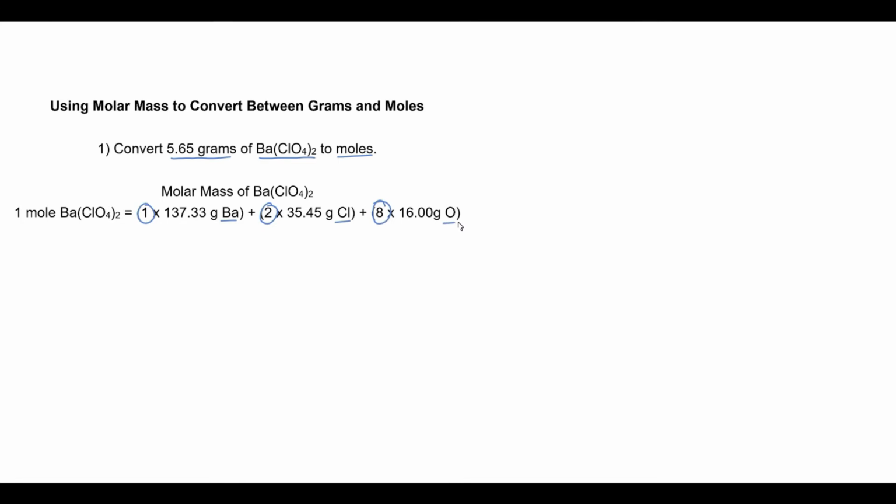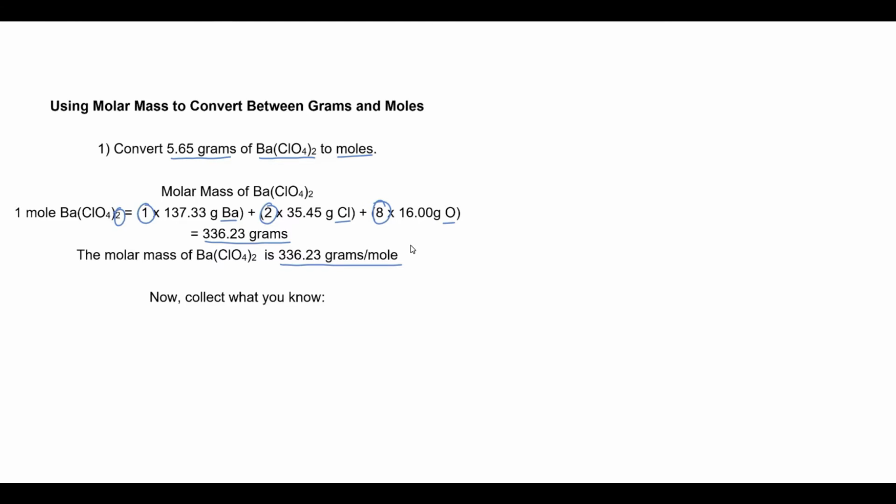In case you're wondering where the 2 and the 8 come from, remember you have a multiplier 2 on the outside of those parentheses. Adding all this up, for 1 mole of barium perchlorate, I get 336.23 grams. So that means my molar mass is 336.23 grams per mole. Now let's collect what we know.